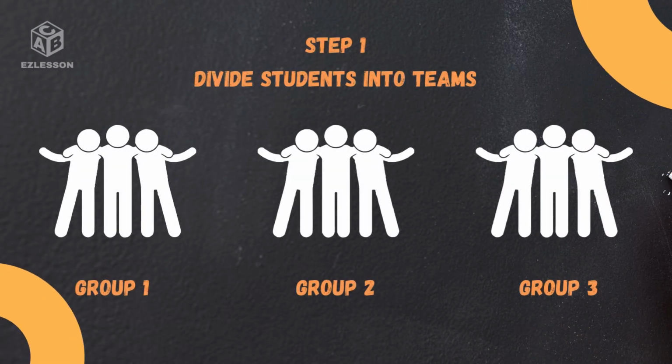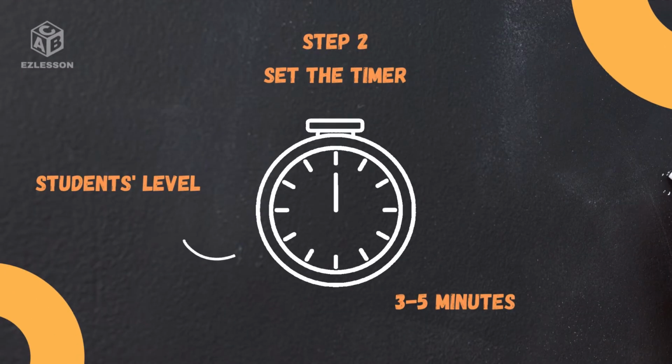Here's how it works. Step 1. Divide students into teams. Form teams of 3 to 4 students each. You can have as many teams as you'd like, depending on the size of your class. Step 2. Set the timer. Choose a time limit for the game, typically 3 to 5 minutes per round, depending on the students' level.